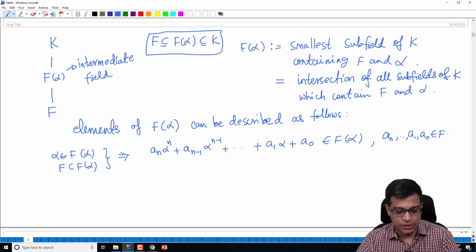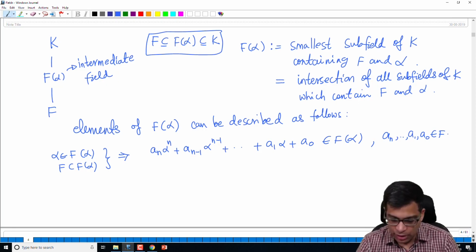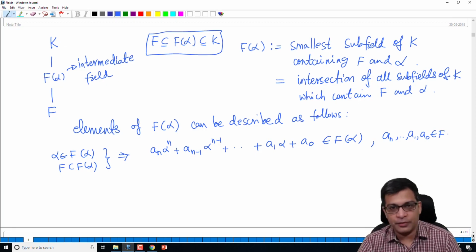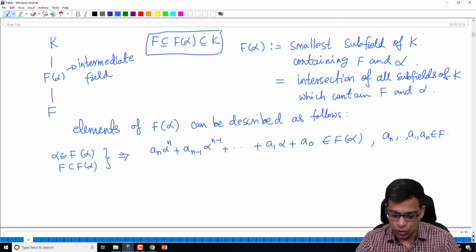This is clear, right? Because if alpha is there, F(alpha) is a field. So alpha^n is there, alpha^{n-1} is there, alpha is there, and F is inside it. So a_{n-1}, ..., a_1, a_0 are all there.